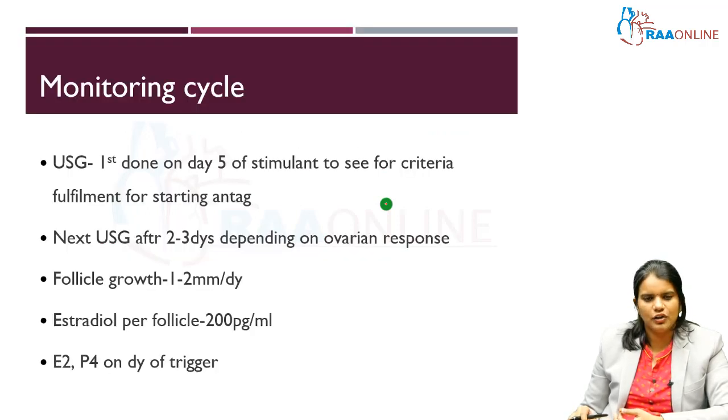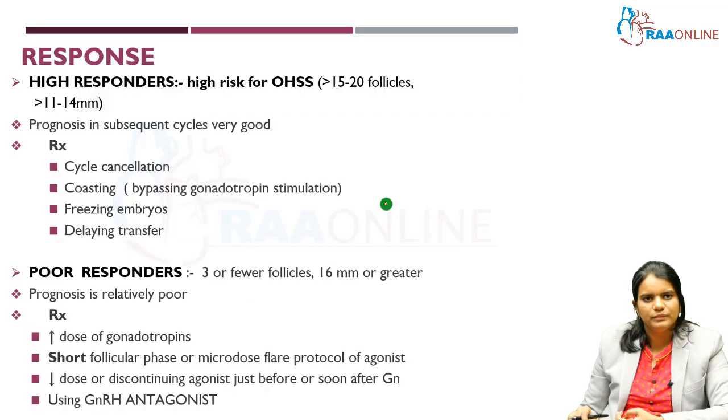Ultrasound is first done on day 5 of stimulation to check the criteria. The next ultrasound is done after 2 to 3 days, and the follicle grows at the rate of 1 to 2 millimeters, with estradiol of 200 picogram per ml produced per follicle, and estrogen and progesterone checked on the day of trigger. Okay. For the response, high responders are at high risk of OHSS. Prognosis in the subsequent cycle is very good. And poor responder: 3 or fewer follicles of 16 mm or greater.